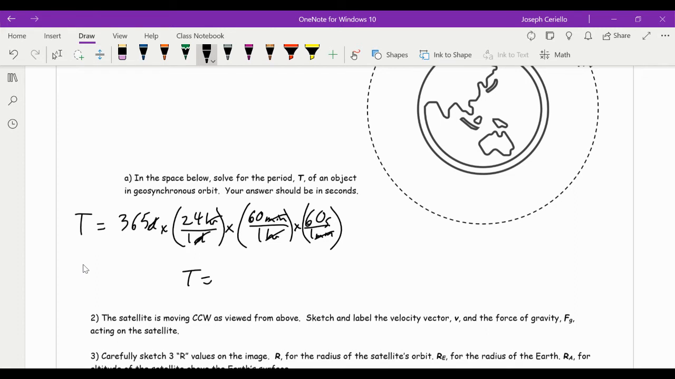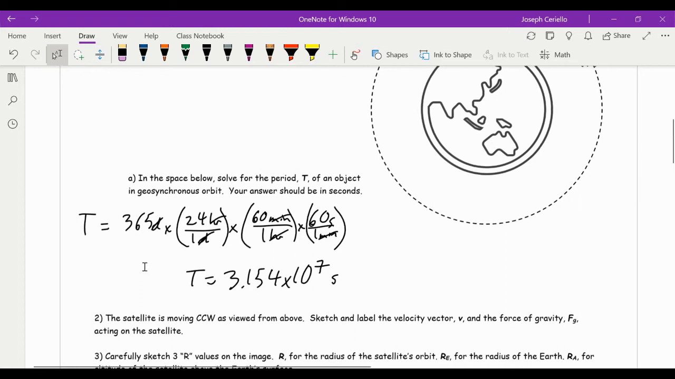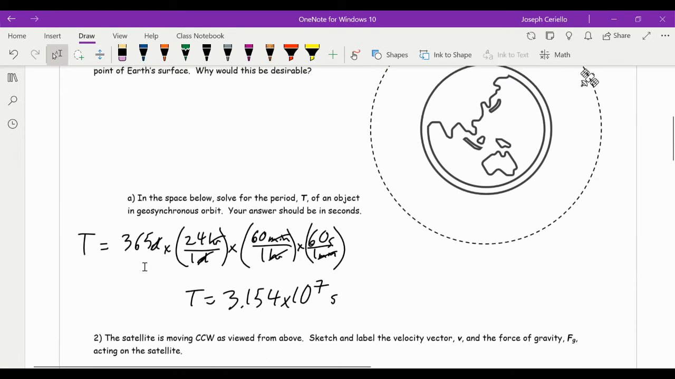So we get the period is 3.154 times 10 to the 7th seconds. So that's how many seconds are in... Oops, I made a mistake there. I did seconds in a year because I did that with my other class. I want seconds in a day. Let's fix that real quick. So that'll just be 1 day. Okay, so it's actually a little bit easier. So let's do 24 times 60 times 60. Okay, that makes more sense. 86,400 seconds.